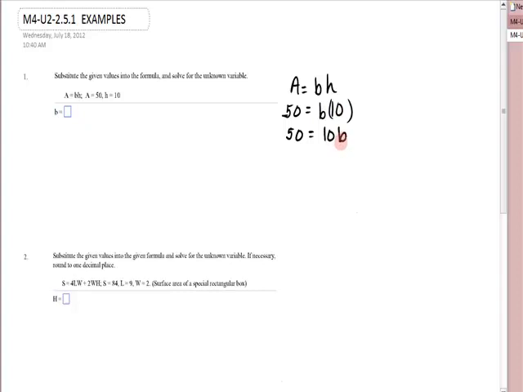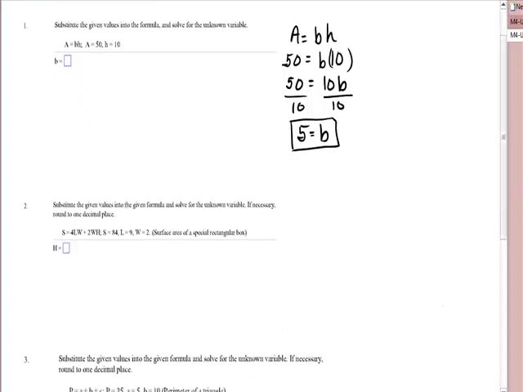What would the base be? Well, it's just like solving for x. We're going to divide by 10, and 5 is equal to the base. So we're still using a formula, but we're not necessarily given all values on the calculation side. Let's look at another one.